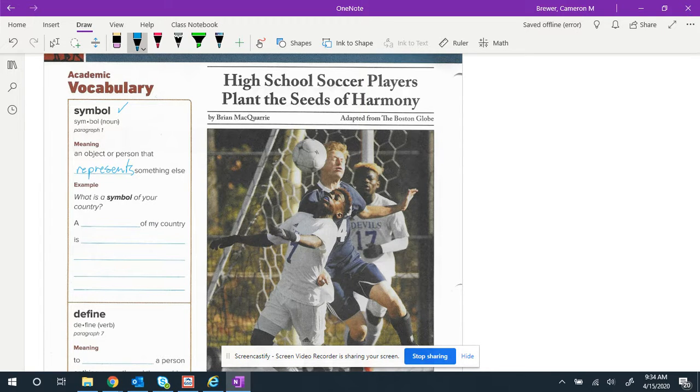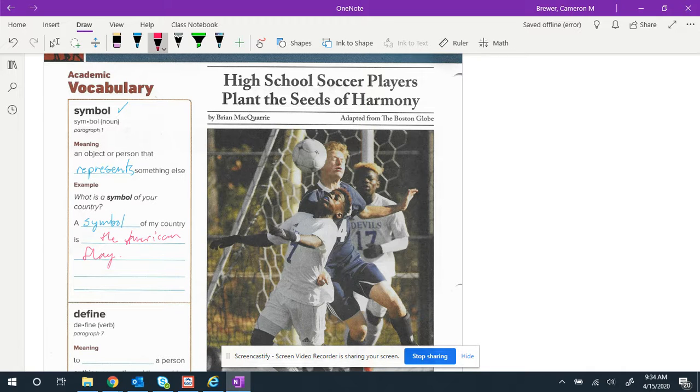What is a symbol of your country? A symbol of my country is the American flag. It represents America. But you could do all kinds of things. So you will have an opportunity to write your own, and you could be anything.